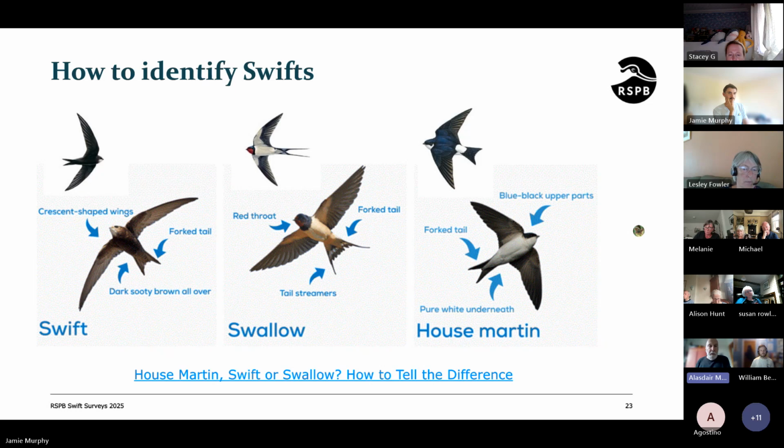Swallows tend to be found more in suburban and rural areas, but the swifts are darker and they're bigger. They're bigger birds, so you should be able to recognize them also by the forked tail that they have, which is slightly broader than you'll see on the house martin, and they don't have the streamers of the swallow. But the key thing is dark all over. That's the way to tell.